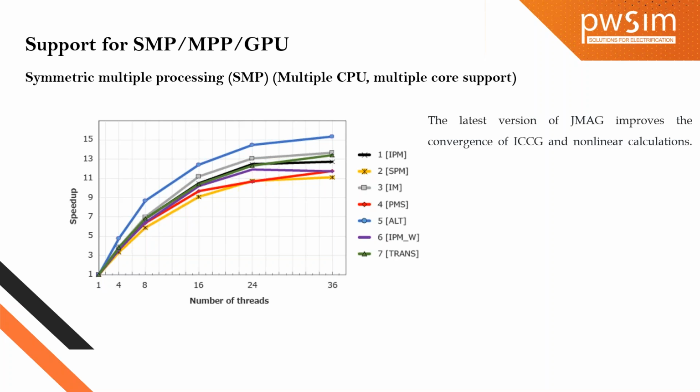Each PA2 will have 2 cores. So to reach the complete 36 cores, we need 18 PA2s. With the addition of each PA2 up to 36 cores, the solver speed will increase as shown in this graph for the 7 different machines. The latest version of JMAG improves the convergence of ICCG and nonlinear calculations with respect to increasing the number of threads while increasing the speed up.